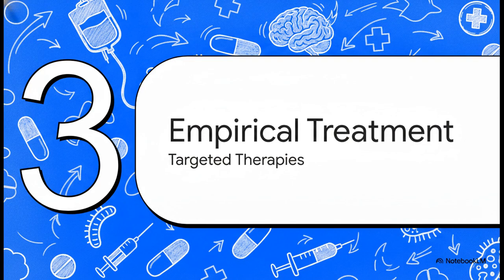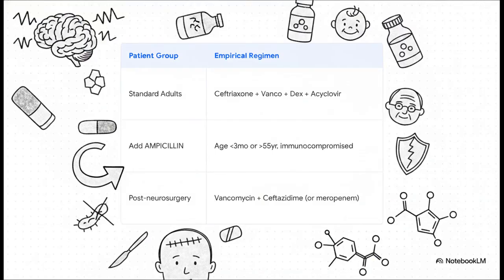Section 3, empirical treatment. With the diagnostics sorted, let's look at exactly what empirical therapies you need to trigger based on the patient groups we were just talking about. Here is your high-yield, if this, then that clinical trigger table.